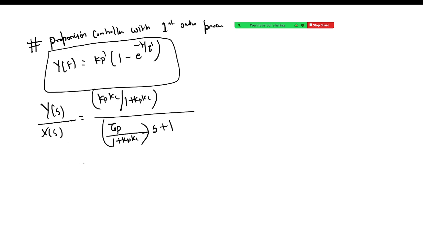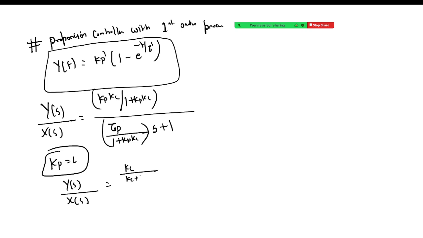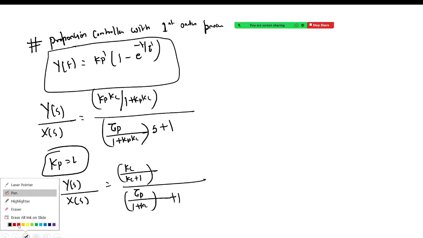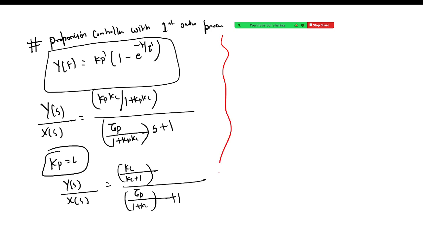Is it clear? So now I have given a step input. Let's say the value of Kp, the gain of the controller, is 1, so it will become very easy to understand. So Y(s)/X(s) is equal to Kc/(Kc+1) divided by (tau_p/(1+Kc))s + 1. I am just assuming that Kc is 1 to make the mathematics very easy to understand, right?